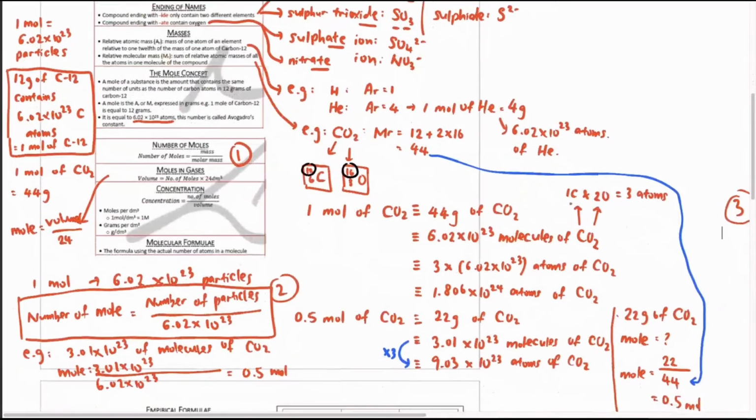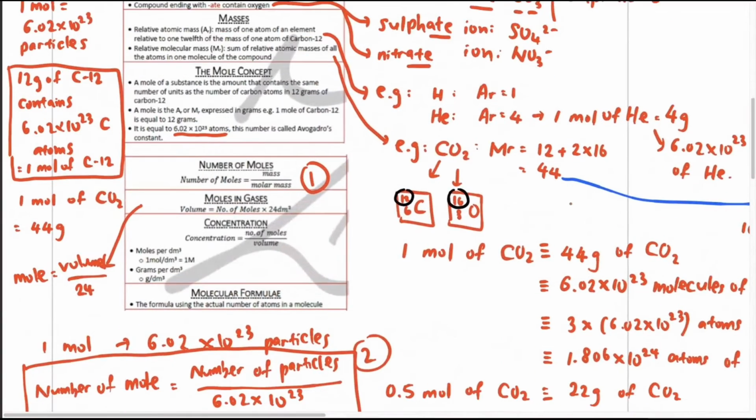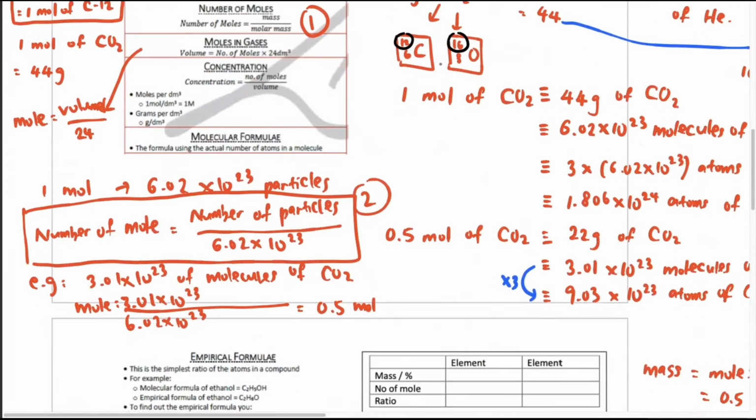Okay, now let's move on. Now we are here, concentration. Concentration is equal to number of moles divided by volume, but the volume is in dm cube. So if they give you cm cube, you divide by 1000 to change it to dm cube.